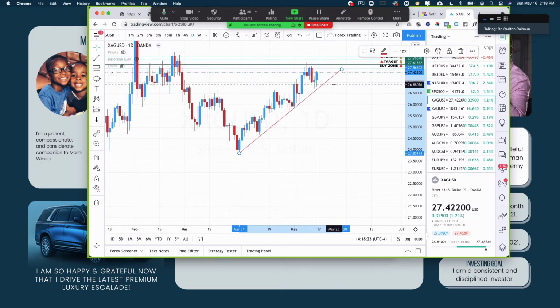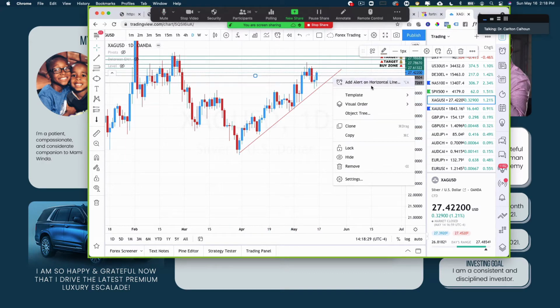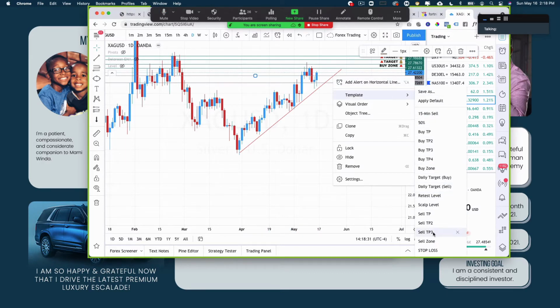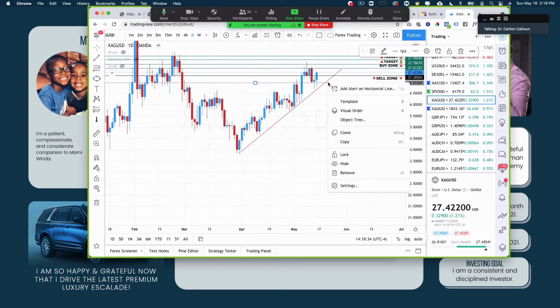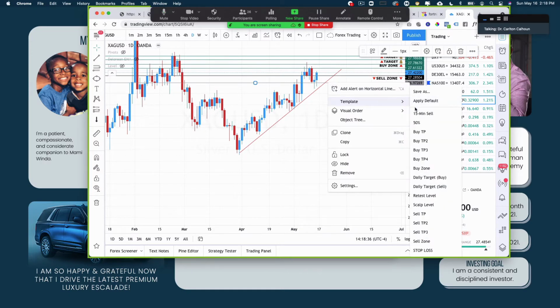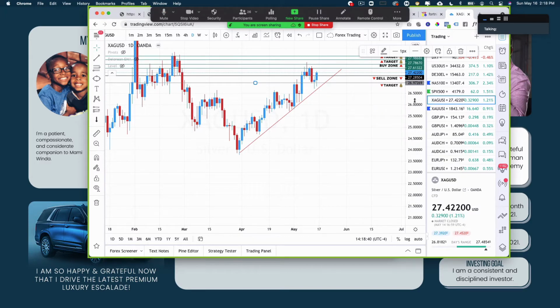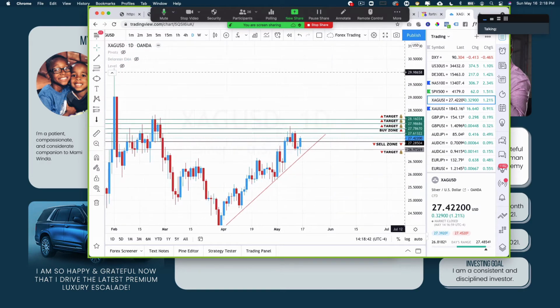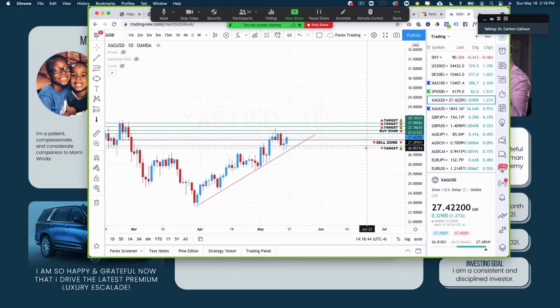If you want to sell it, this could be your sell zone here, or you can sell it right here. And then your target will be the entry where it broke out last week. Silver, you don't need a lot of pips to make decent money.